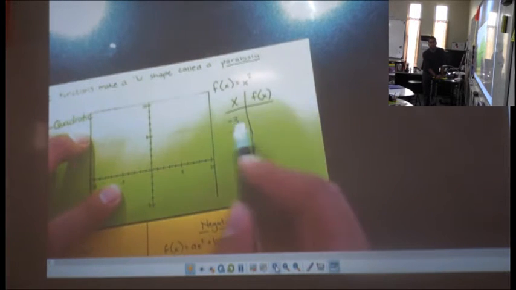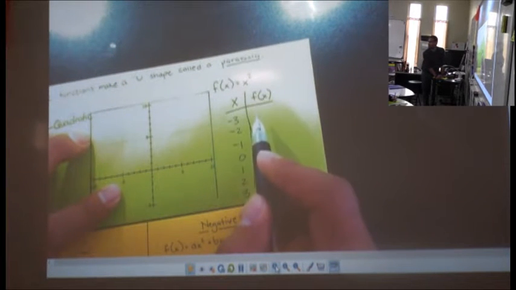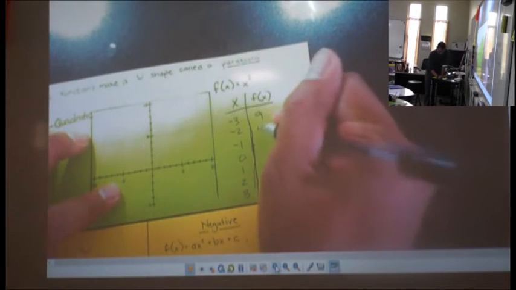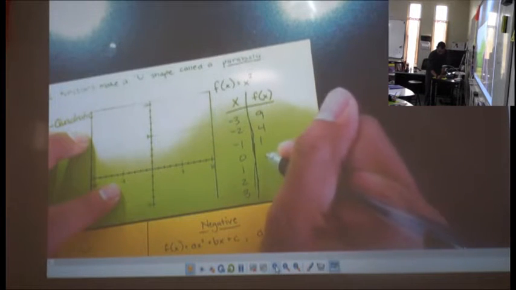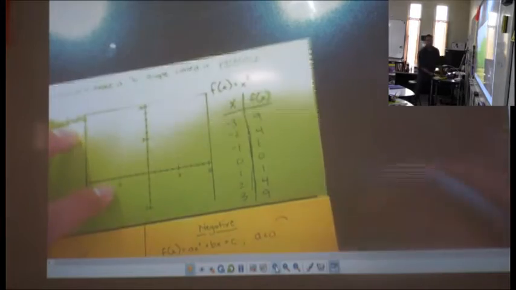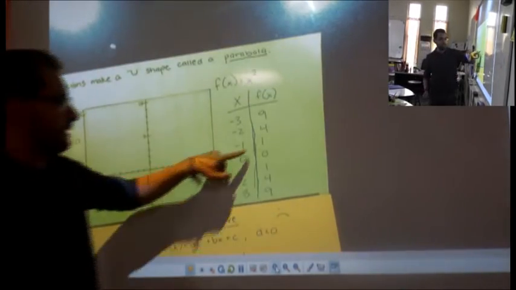Alright. What is the output when the input is -3? 9. What's the next one? 4. Next? 1. 0. 1. 4. 9. Now, the outputs, this is what we call a palindrome.